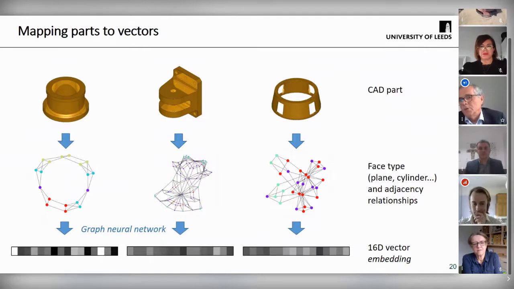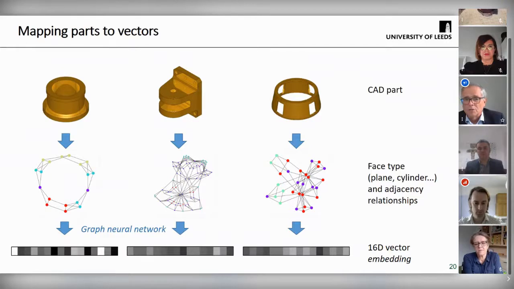So the way in which we've been tackling this problem is to find an encoding for the shape of the different part models in our database. A natural way of doing that is to take a STEP file encoding of a CAD model and produce an encoding that represents the face types. So are they planes or cylinders? What kinds of face types do we have? And the adjacency structure between them, the topological structure of the part. So how do the different faces that make up the part link together by adjoining one another? And you can represent both face type and adjacency relationships very nicely as a graph structure.